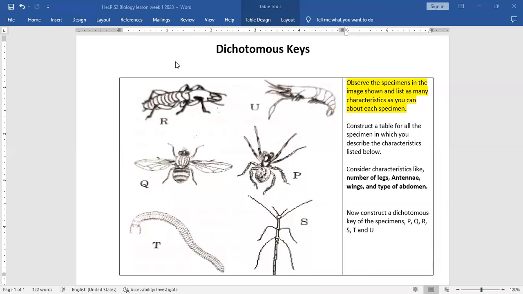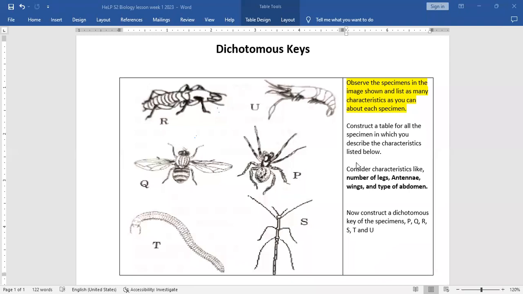Let me hear from someone. Nicholas? 3 main body parts. It has 3 main body parts. Very good. So we have finished also specimen R. Someone said it has no wings, has 6 legs, 3 main body parts, 1 pair of antennae. Can we supplement T? Does T have wings? No. Please add that characteristic in T because you forgot to say it. Okay, beautiful.